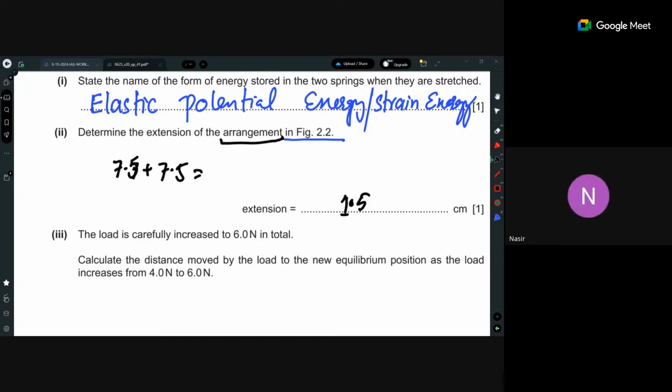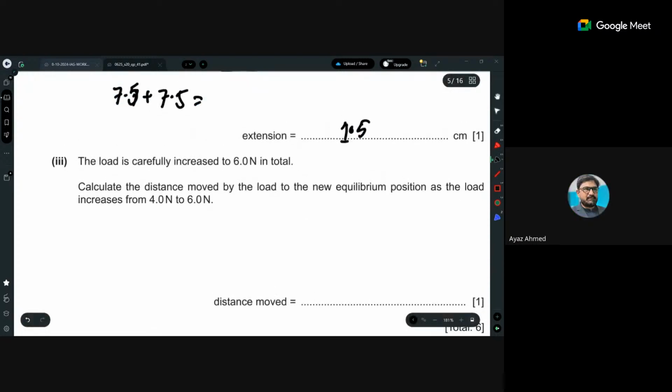Okay, got it. So whenever it says arrangement, we have to add both of them? No, if it says determine the extension of the spring, there is a difference. If it says a spring, it means we have to find the extension of a single spring. And if it says the extension of the arrangement, then you have to add them, like this.